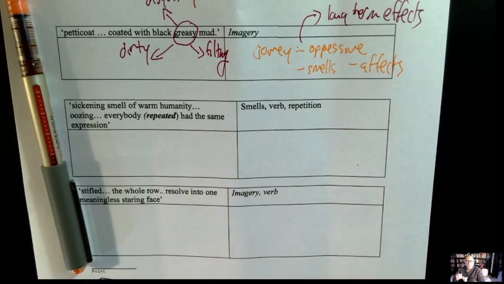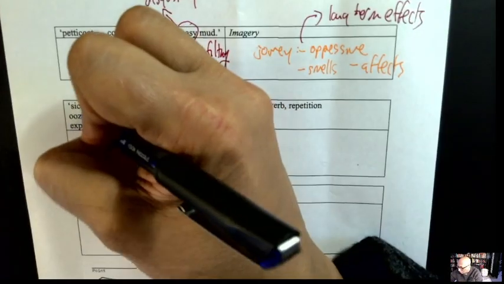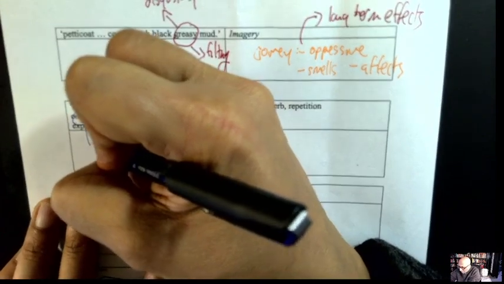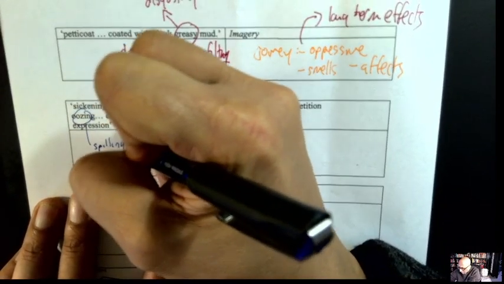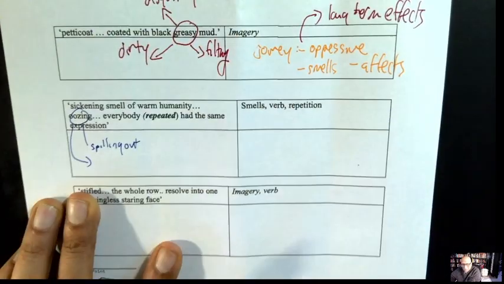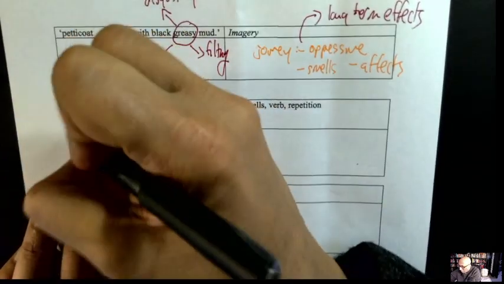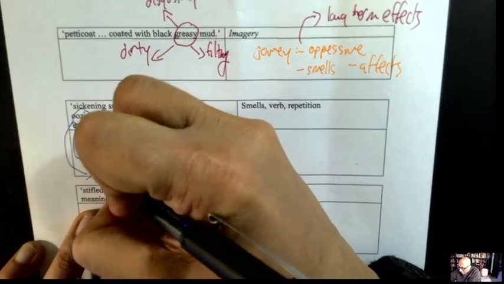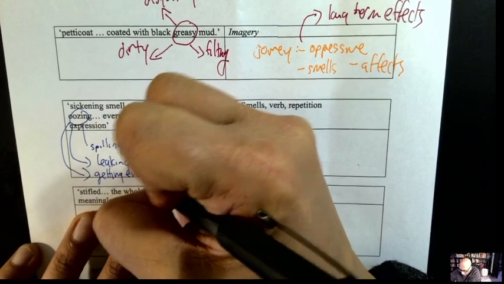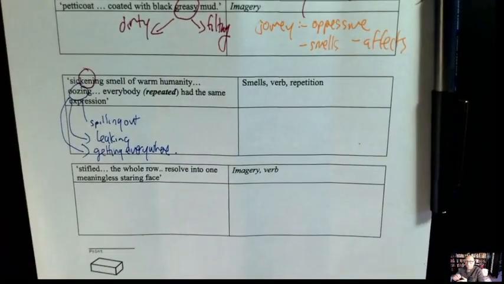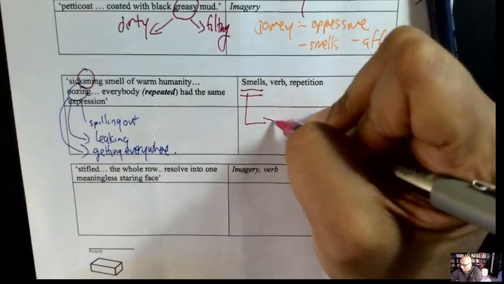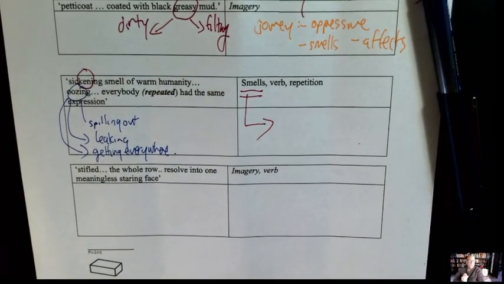Sickening smell of warm humanity oozing. Everybody had the same expression. Oozing, spilling out. Oozing makes me think of something leaking. Oozing is getting everywhere. Sickening, you could analyze. The smell of humanity is something you could think about. That would be a device that you could think about its effects on you.